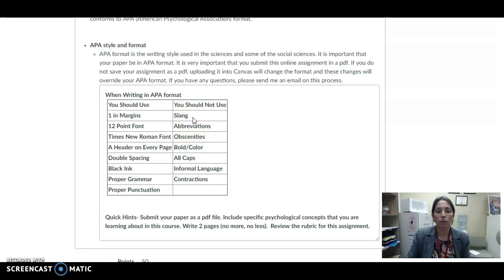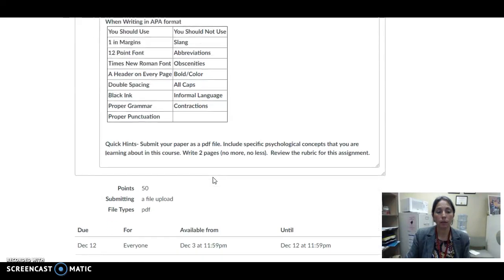Things to avoid are slang, abbreviations, obscenities, any special types of fonts, colors, or all caps. You should also not be using informal language or contractions. Here I give you a specific hint that you should save your paper as a PDF file. Saving and submitting a PDF file allows you to lock in your APA format. Doing this will help you maximize your APA format points.